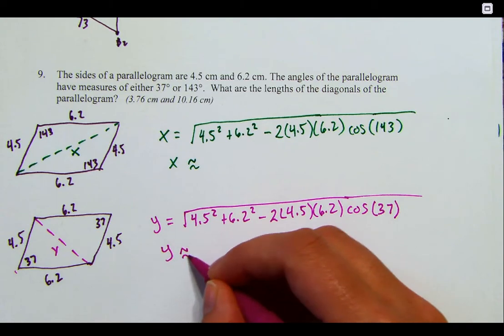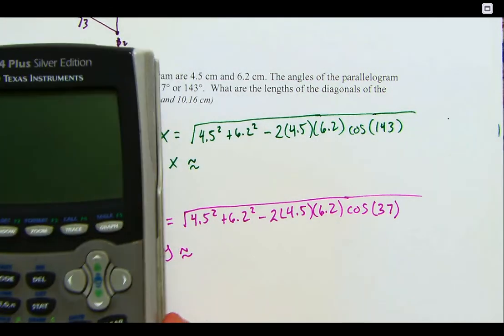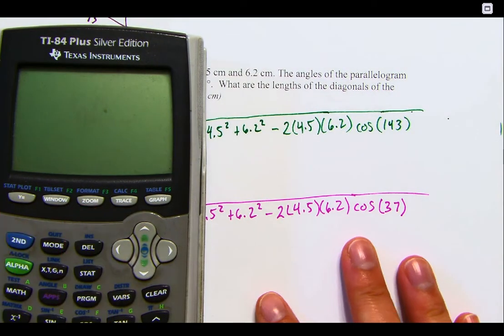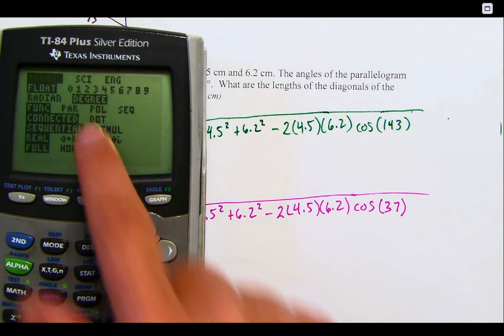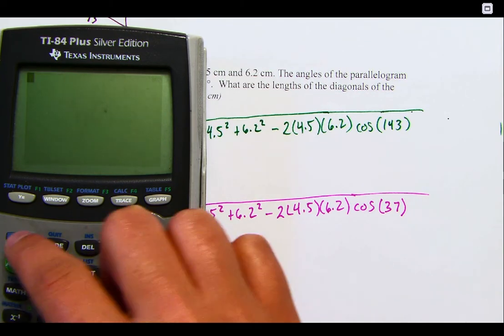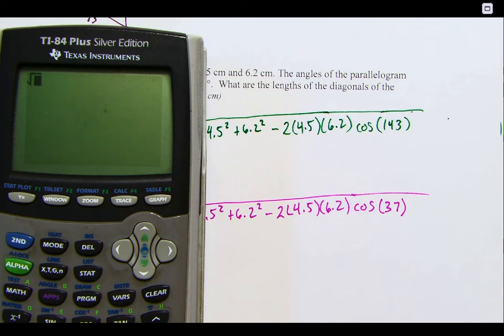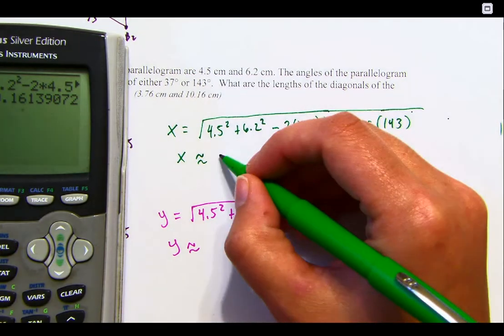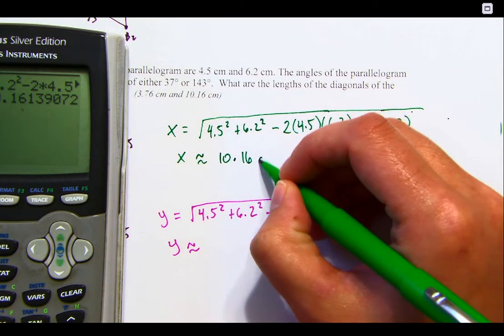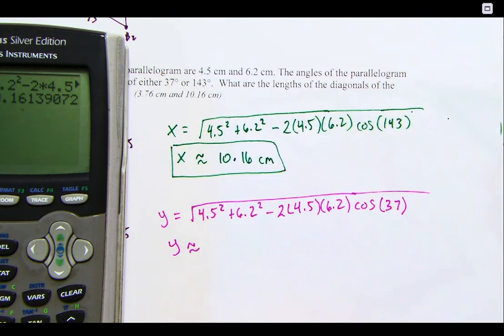All right, so now I'm ready to type that information into the calculator. Again, if you haven't, make sure that your calculator is in degree mode before we start. And then we're starting with the square root symbol, so square root, and then I'm just typing all of that in exactly how it looks. So 4.5 squared plus 6.2 squared minus 2 times 4.5 times 6.2 times the cosine of 143. Enter. All right, so my first diagonal is 10.16 centimeters.